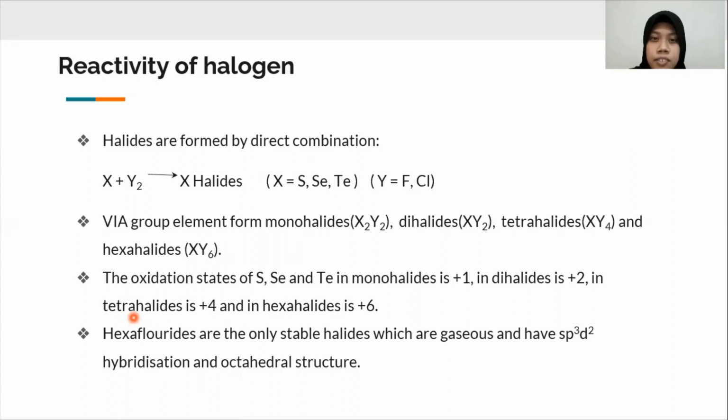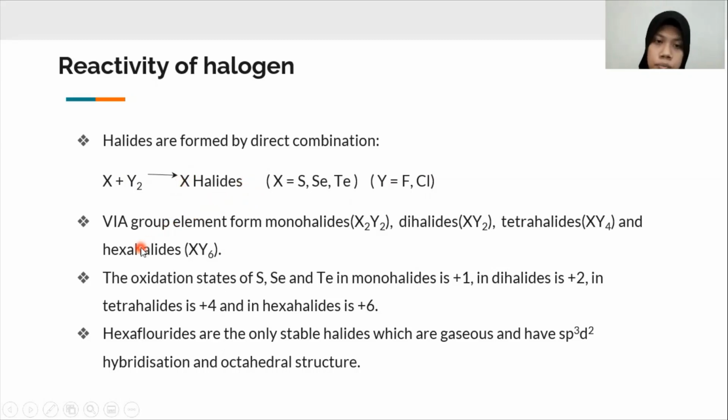Next we will see the reactivity with halogens. Halides are formed by direct combination. For example, as you can see from this chemical equation, X, which represents sulfur, selenium, and tellurium, will react with any halogen that is represented as Y2 here. Examples of Y are fluorine and chlorine. So it will produce halides.